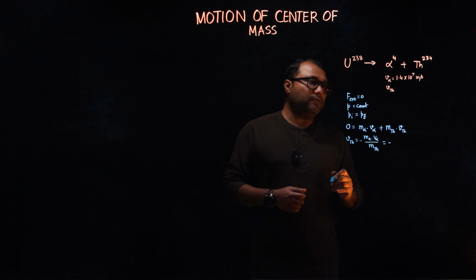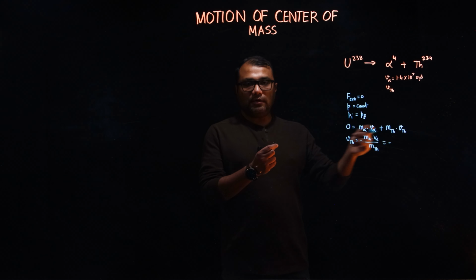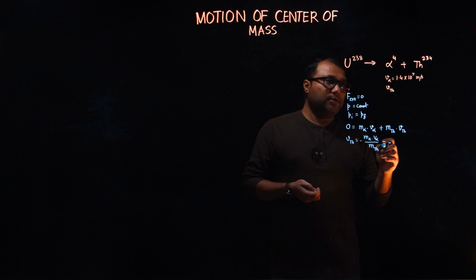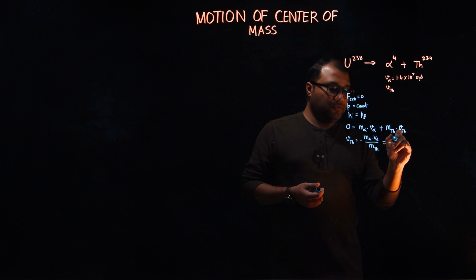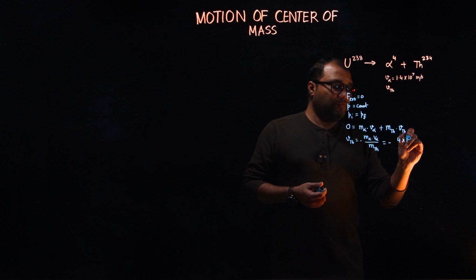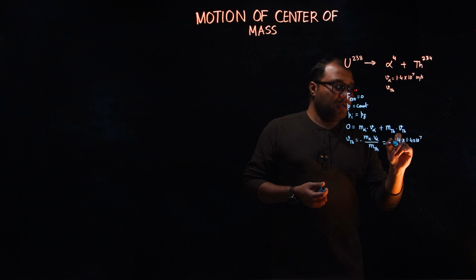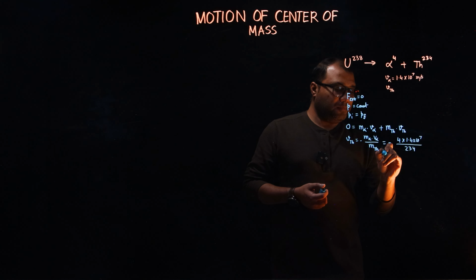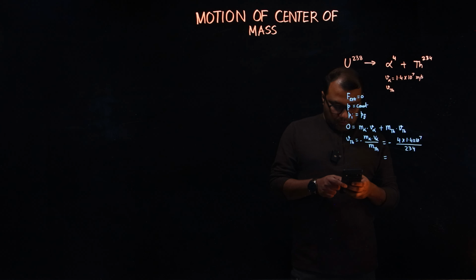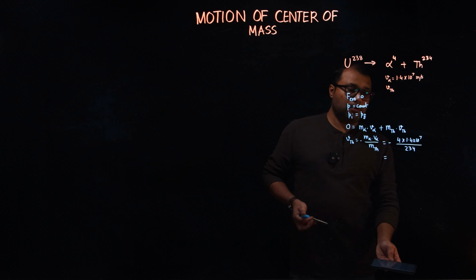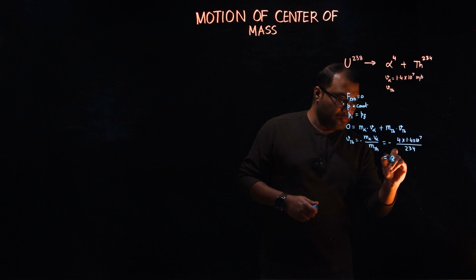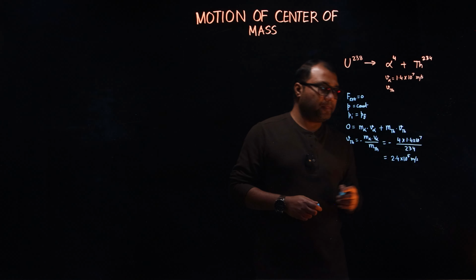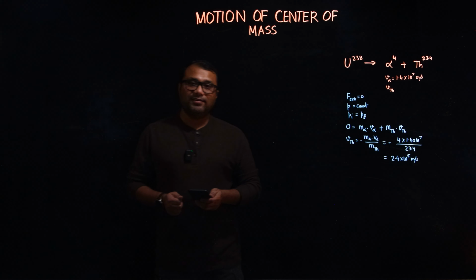Now we can just substitute the values. Why minus? Basically, if the alpha particle goes to the right, the thorium nucleus will go to the left. The mass of an alpha particle is 4, times 1.4 times 10 to the power 7, divided by the mass of thorium, 234. So that is 2.4 times 10 to the power 5 meters per second. Okay, that was a simple question.